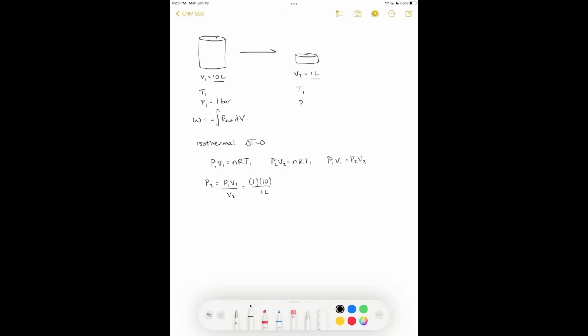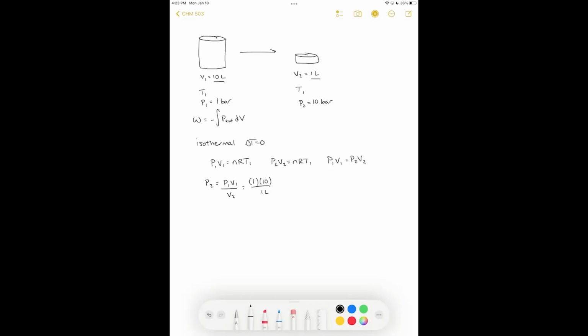So that means our P2 is simply 10 bar. So we can imagine in order to compress the gas down to this size, we must be using an external pressure of at least 10 bar. If we were using an external pressure of less than 10 bar, we wouldn't actually be able to accomplish this. It wouldn't compress it enough.